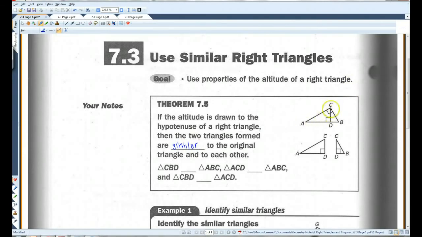So, this triangle, if you were to draw an altitude, that's a line perpendicular to the hypotenuse. This triangle is similar to this triangle, which is similar to the whole triangle. So, triangle CBD is similar to triangle ABC, triangle ACD is similar to triangle ABC, and CBD and ACD are also similar to each other.